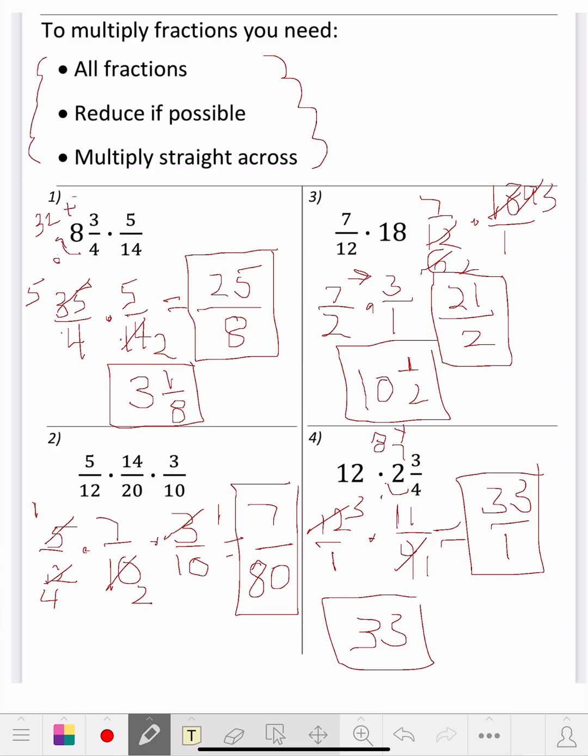Okay, there's only a few rules. They've got to all be fractions. Reduce as much as possible. And I'd advise reducing in the beginning instead of at the end, okay? And then you just multiply straight across, okay?